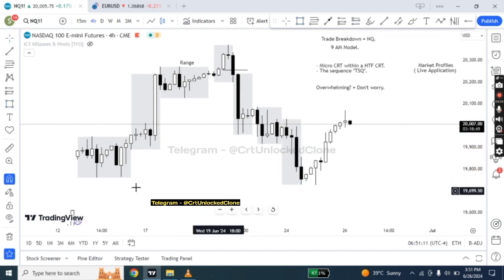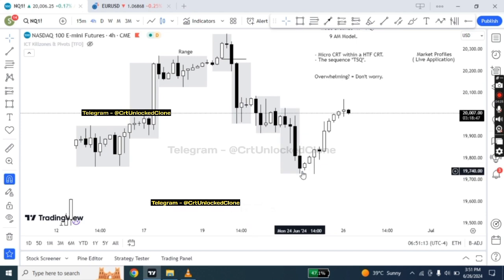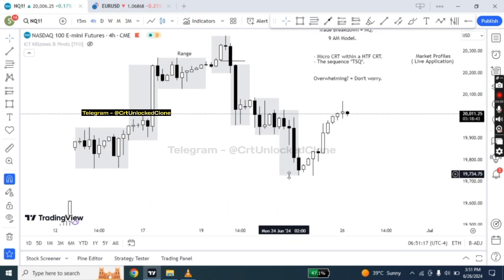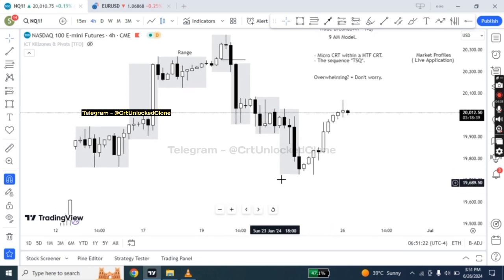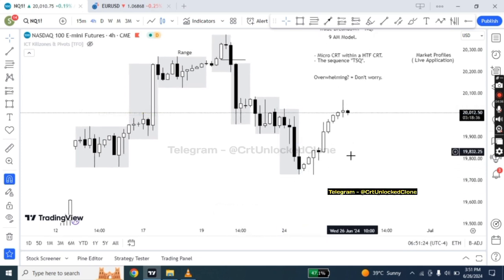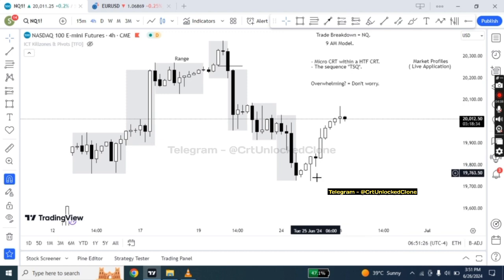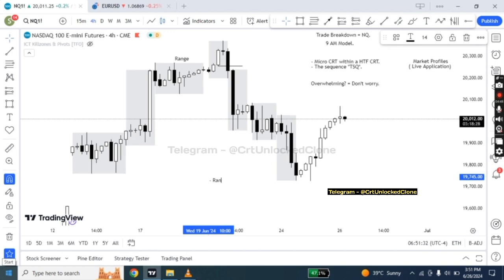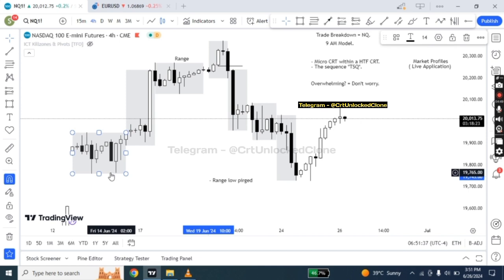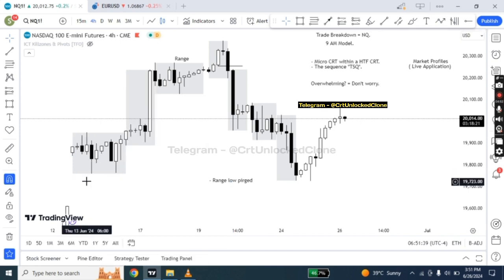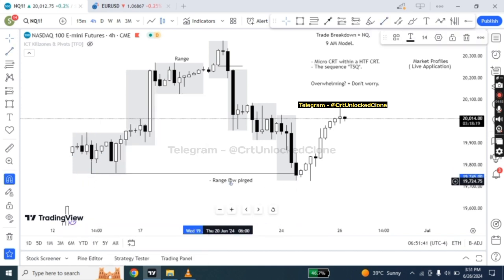Now when price was right here after an expansion, I started expecting a reversal. The reason is that after an expansion we can only have three possible outcomes: a range, a retracement, or a reversal. And I anticipated a reversal based on two factors. The first factor is that this expansion right here took out this range low, and once a range low or a key level is taken, it can offer a small reversal there. So that's why I was expecting a reversal.